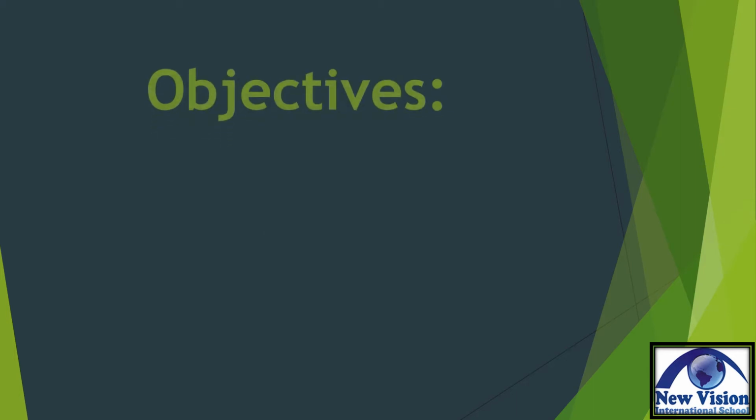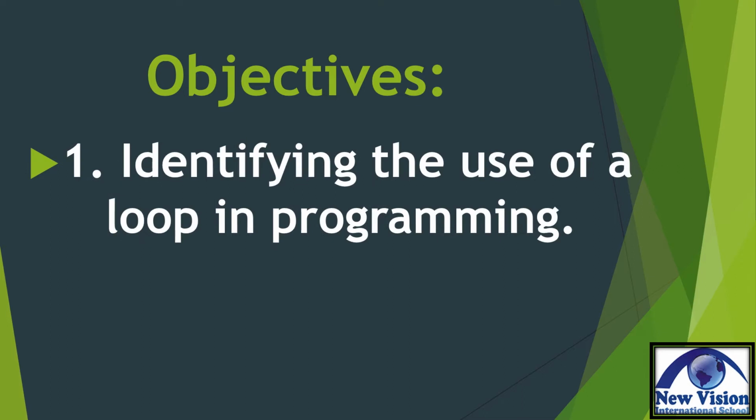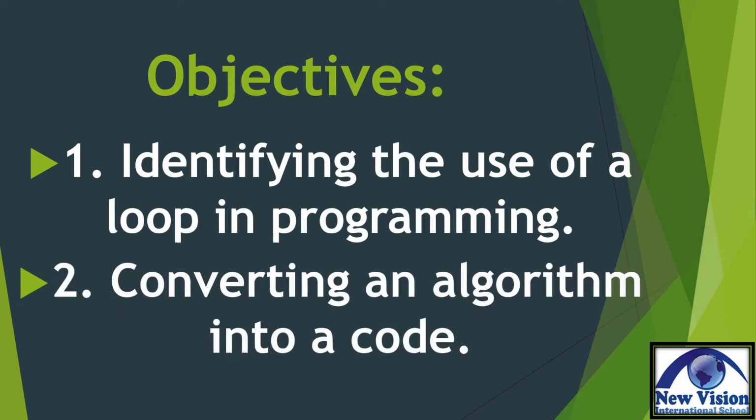The objectives of our today's lesson are the following. Number 1. Identifying the use of a loop in programming. Number 2. Converting an algorithm into a code.